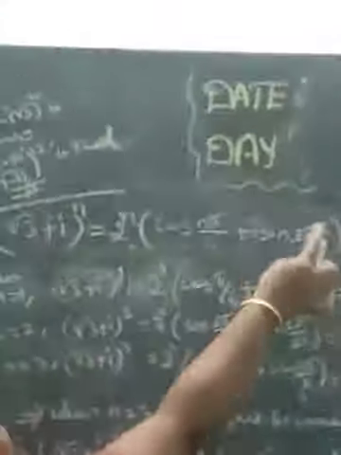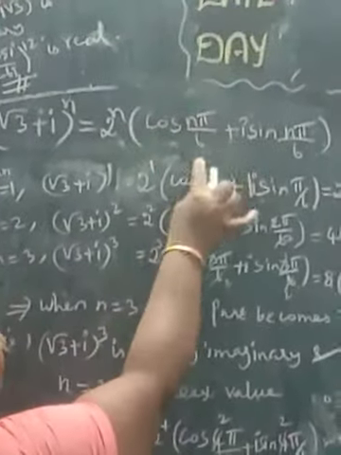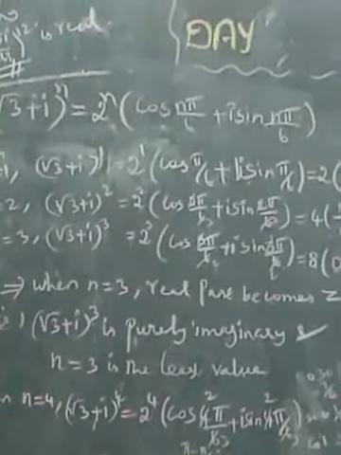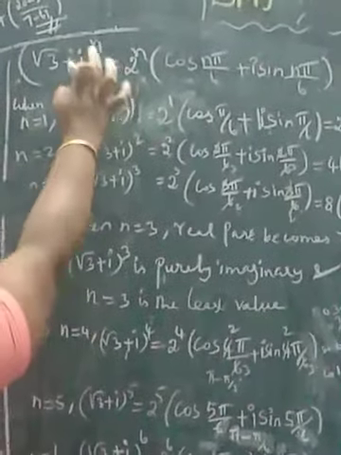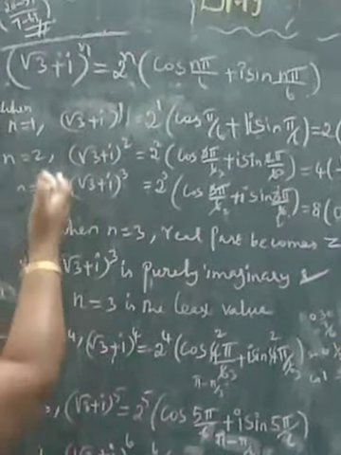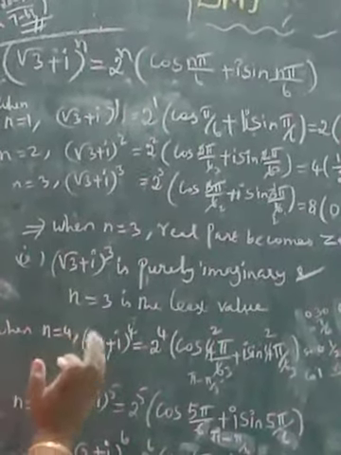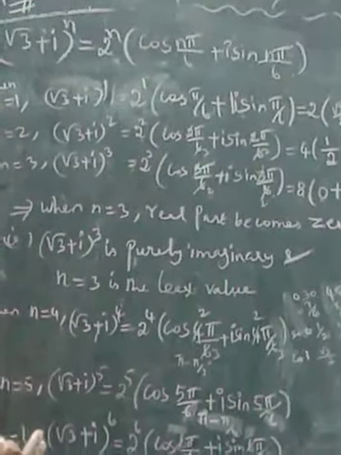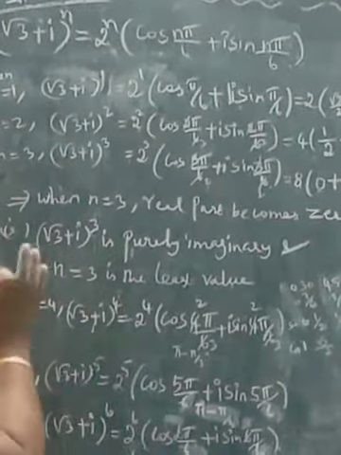Here we are going to apply De Moivre's theorem. Here the power n we have to bring inside, so cos nπ/6 + i sin nπ/6. Next, we are going to find the least value of n. How can we find it? We have to give values of n as 1, 2, 3. What value of n gives us a real number and what value gives imaginary. So in that step we have to stop.